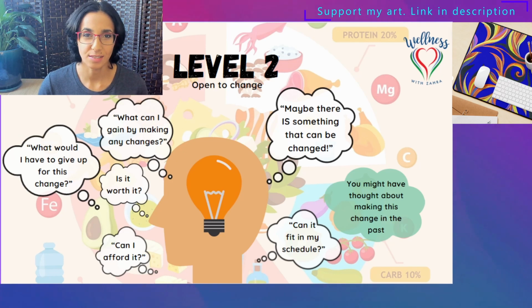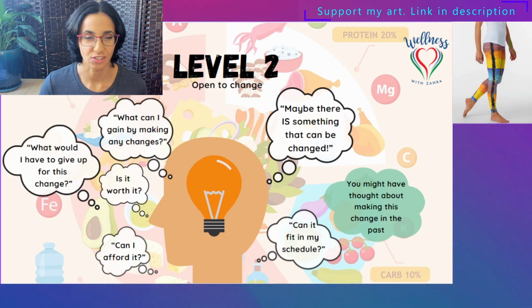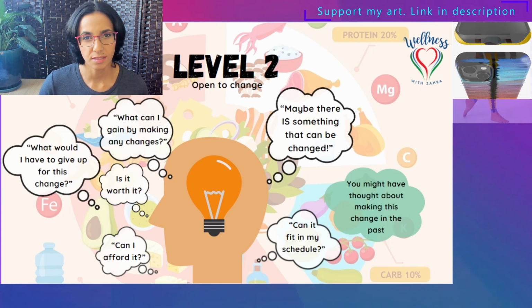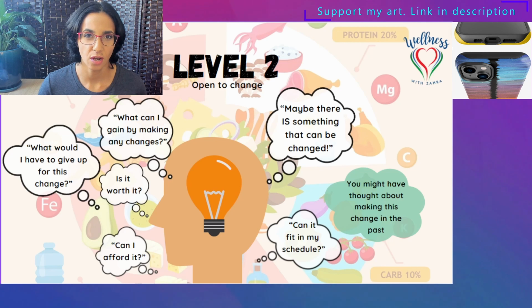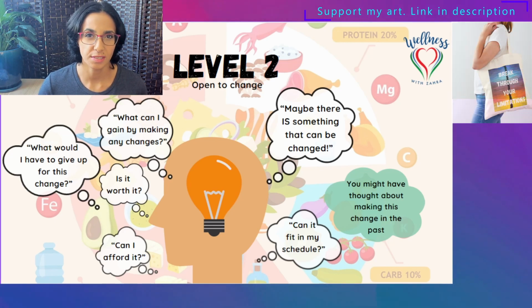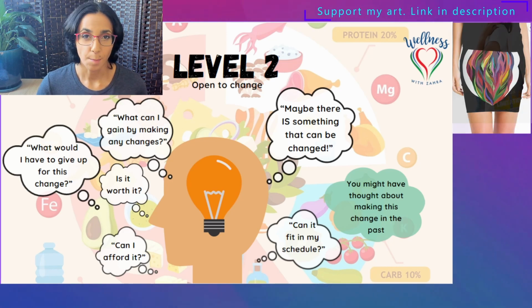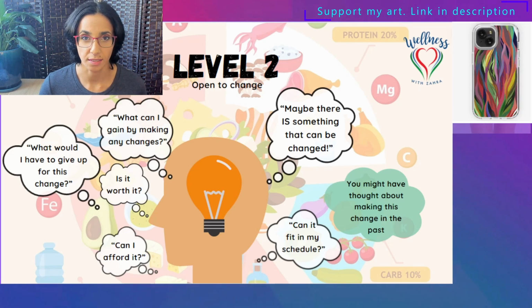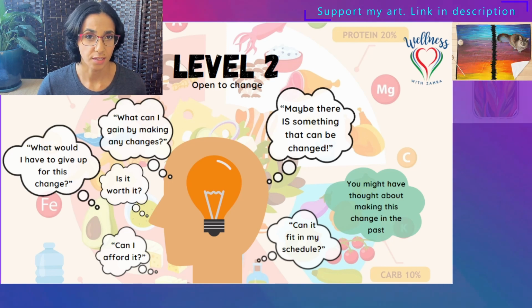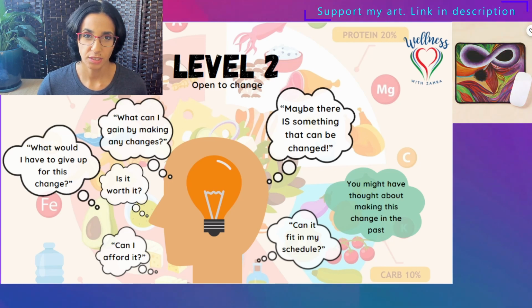Level 2 is all about being open to change. In this stage, we are questioning whether there is something we can change about ourselves or not. Perhaps we have thought about changing something about ourselves in the past. Maybe we've heard about the low-carb diet. Maybe we have friends or colleagues who are doing a low-carb diet and finding lots of benefits from it. Even if in the past you might have thought that it's not possible for you to adopt a low-carb diet, when you're in level 2, you're actually wondering maybe you can adopt a low-carb diet.